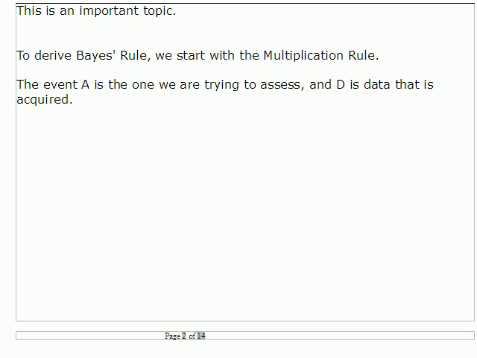We're going to start with the multiplication rule, which, as you know, is related to and, or intersection. Event A is going to be the one that we're trying to assess. D is going to be the data that we've acquired. So I want to use that terminology. Mendenhall uses A and E, E for data, but I'll use D for data just because I think that makes more sense.